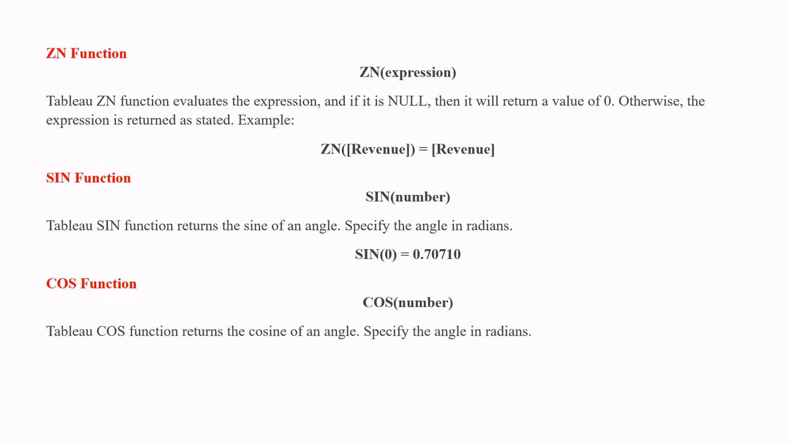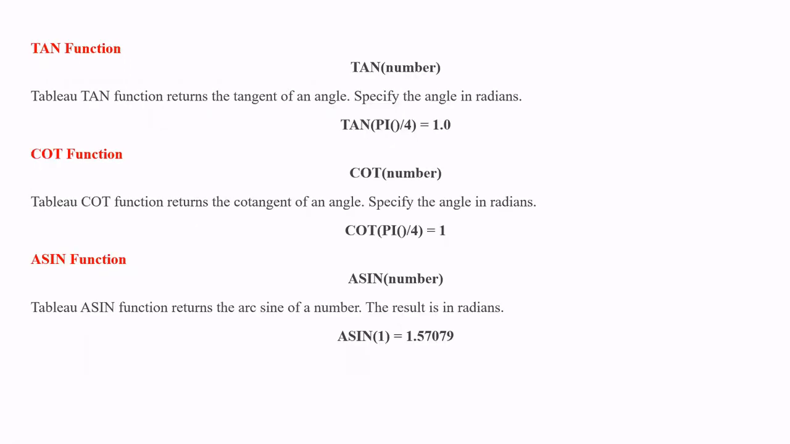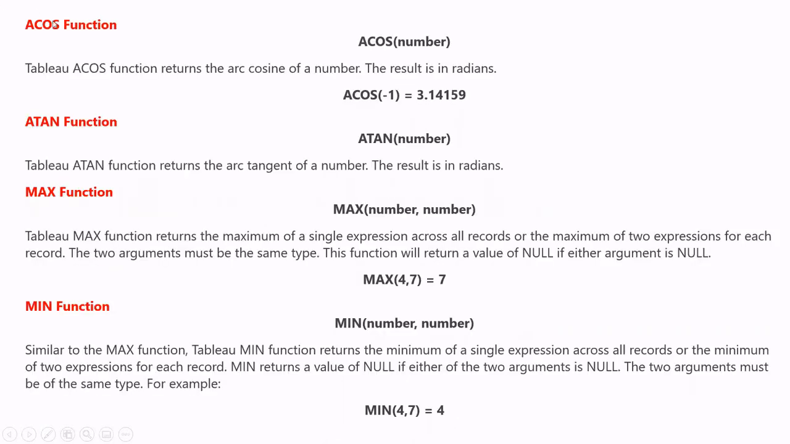And similarly, sine, cos, we have tan, cot, and asin is nothing but sine inverse. So asin returns the arcsine of the number, and the result will be in radians. Acos returns the cos inverse and atan the tan inverse.